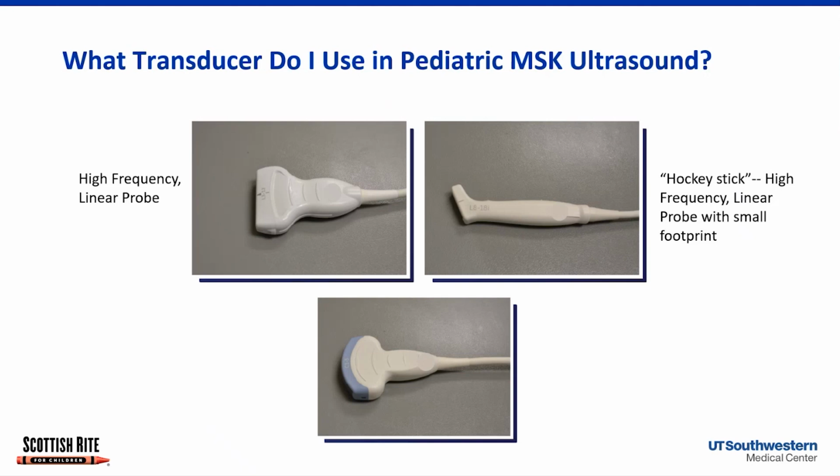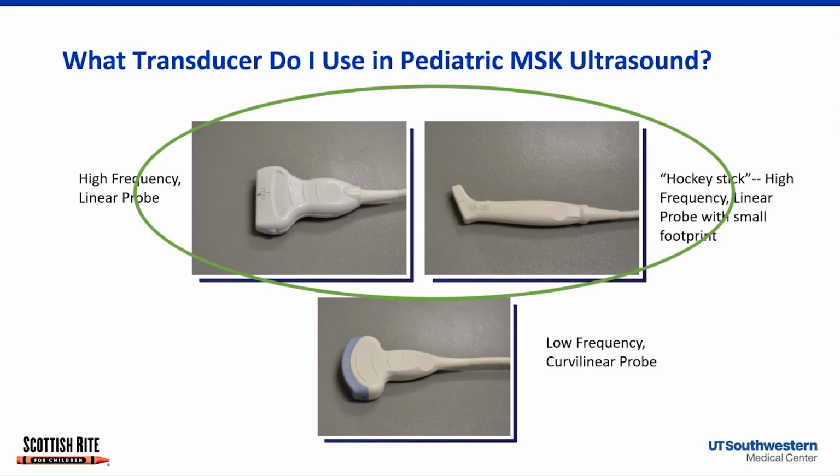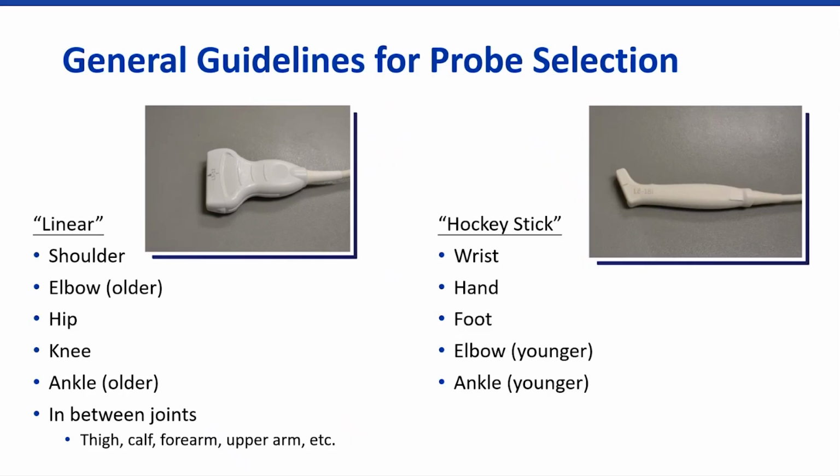So around really knobby areas, you can scan around and get in those little crevices that are sometimes there on kids. And then this other one is called a curvilinear probe. It's a low frequency probe. So for pediatric MSK, we're usually using the high frequency probes, whether it's your standard linear one or the hockey stick one. And these are general guidelines of my probe selections that I use.